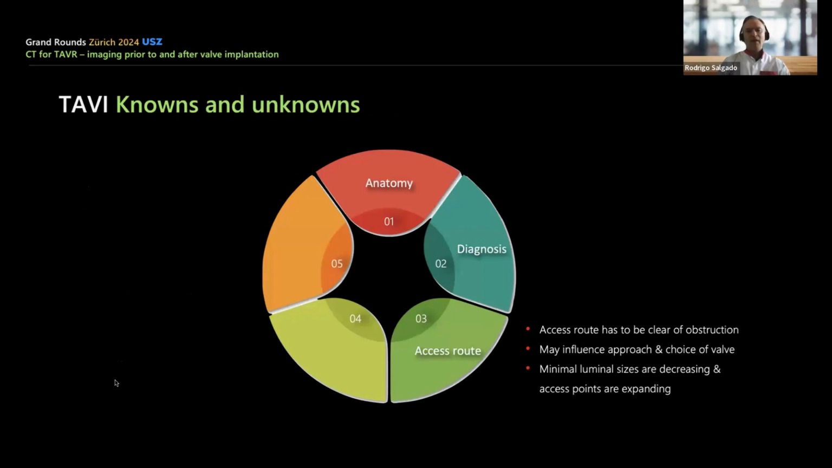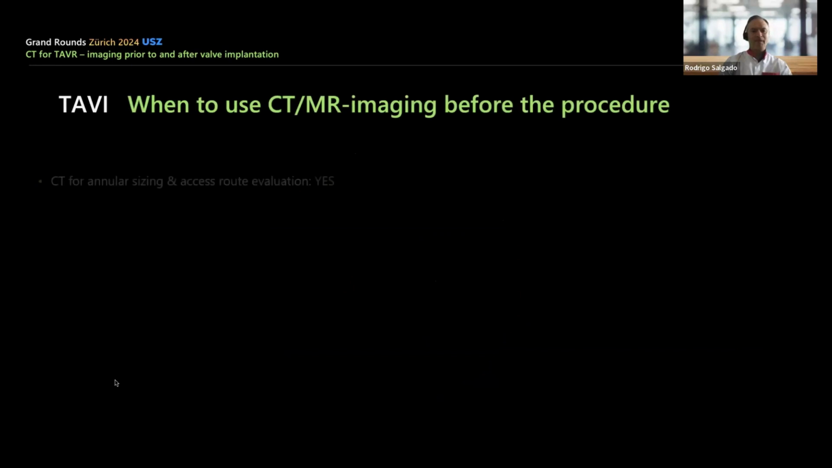So regarding the access route, it's important that you check whether there is any obstruction along the way, because it may influence your approach and also the type of valve that you're going to use. But luckily, minimal luminal sizes are steadily decreasing and access points are expanding. In Antwerp, if we can go to the groin, we always use the brachiocephalic approach to the brachiocephalic artery.